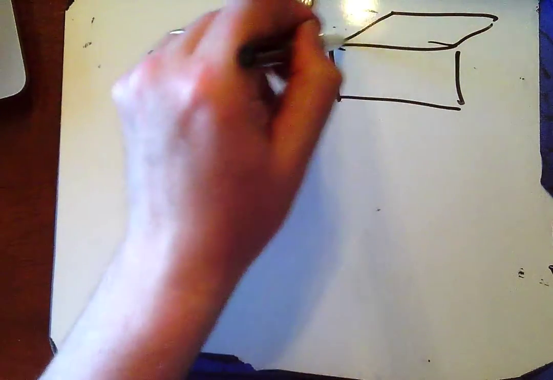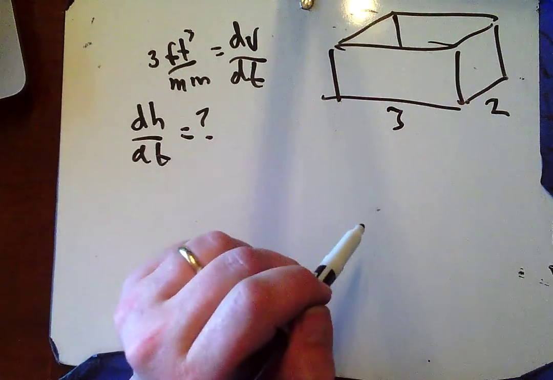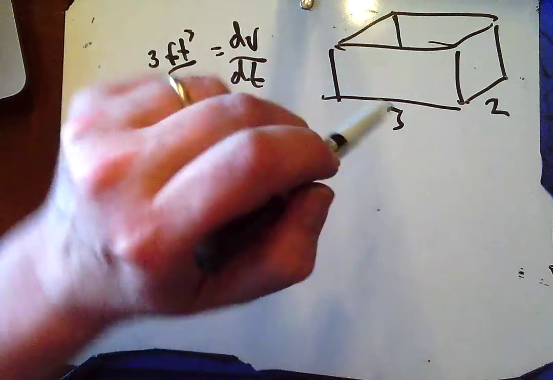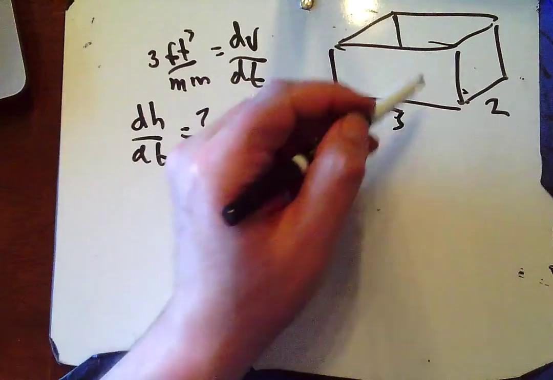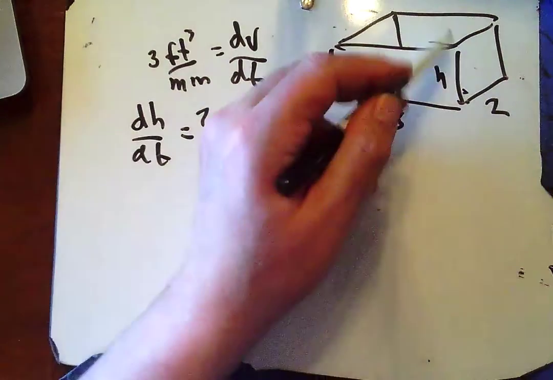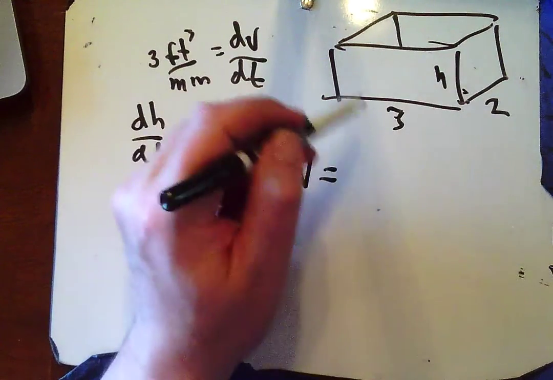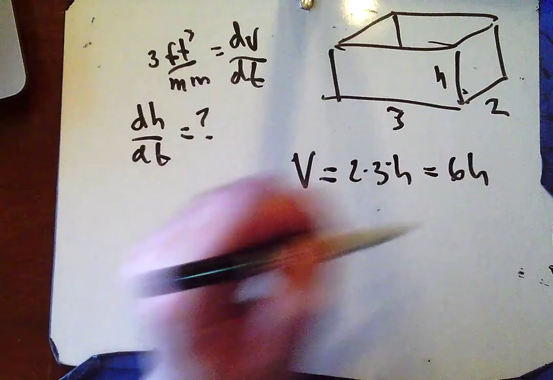My basin. And this is 3, and this is 2. Oh, isn't that interesting? My basin has fixed side lengths. So the only thing that's varying is the height. And if I write the volume for this basin, it's 2 times 3 times h, for 6h.